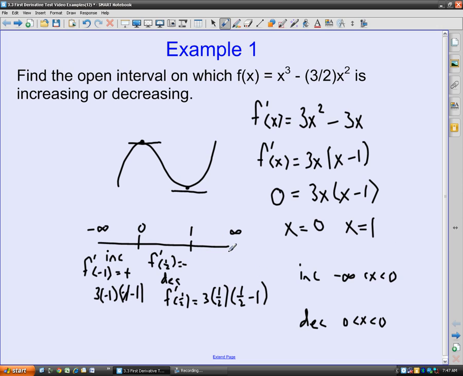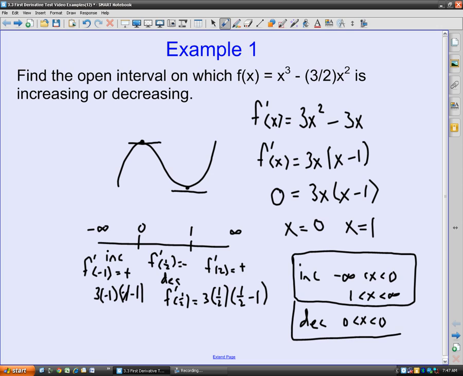So now I'm going to pick a number between 1 and infinity. So f prime of, say, 2 plugged into this, you can see that I'm going to end up with all positive numbers. So my increasing interval is from 1 to infinity. So I have two increasing intervals, these two right here, and I have one decreasing interval, which is what they were looking for. So where are the intervals increasing and decreasing? That's what we're looking for.